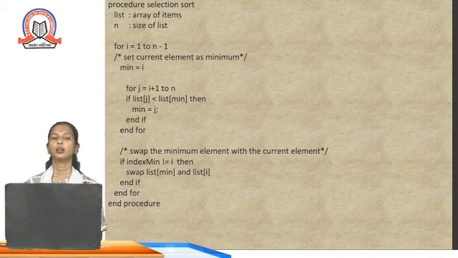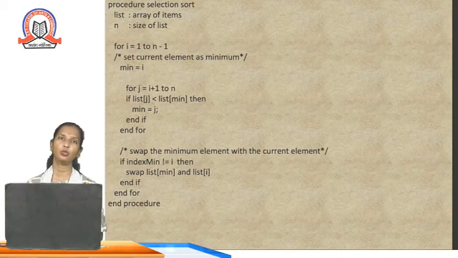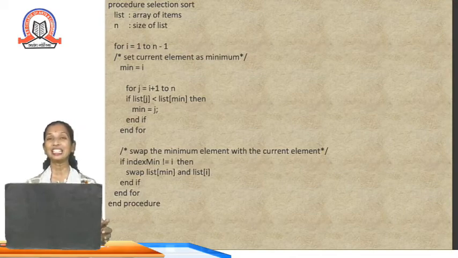Let us see the algorithm. Over here again a procedure is written. A procedure is nothing but a function which does the task of the selection algorithm. It takes two inputs: the list, which contains the array elements, and n, the size of the list. As I have already said, we assume the first index as the minimum value. So the first index is assigned to the variable minimum, and then we check whether list of j is less than list of minimum.